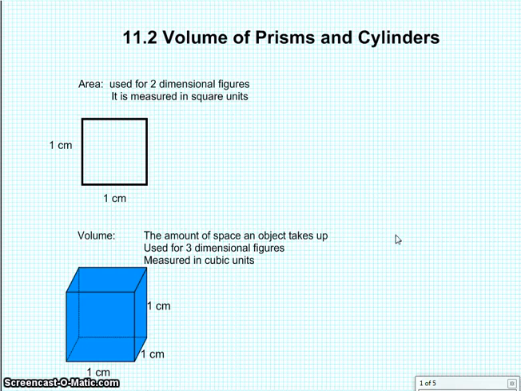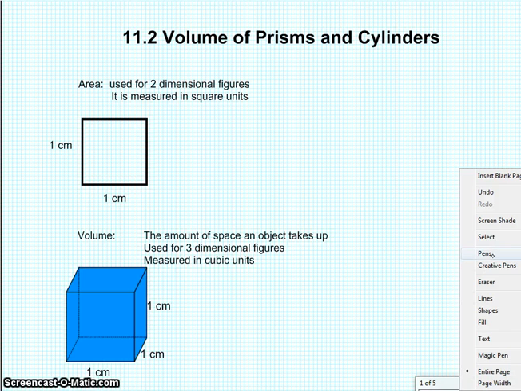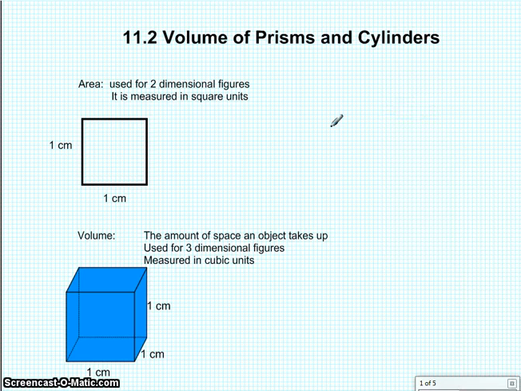Today we're going to talk about the volume of prisms and cylinders. And in order to do that, I think we first should review the difference between area and volume. Area is what we use for 2D or flat figures. So if I was to find the area of this square, it would be length times width, 1 centimeter times 1 centimeter. This would be 1 centimeter squared. It's squared because of the 2 units, and remember, a 2-dimensional figure gets a 2 there.